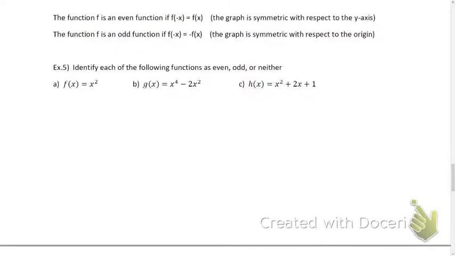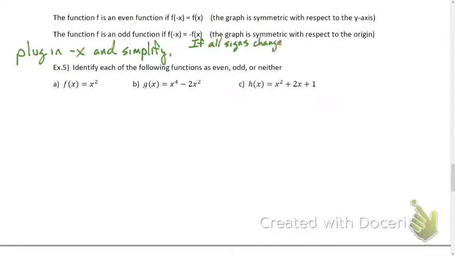Today in class we covered even and odd functions and introduced piecewise functions. For determining if it's even or odd, you first plug in negative x and then simplify. If all signs change after you simplify, it's odd.